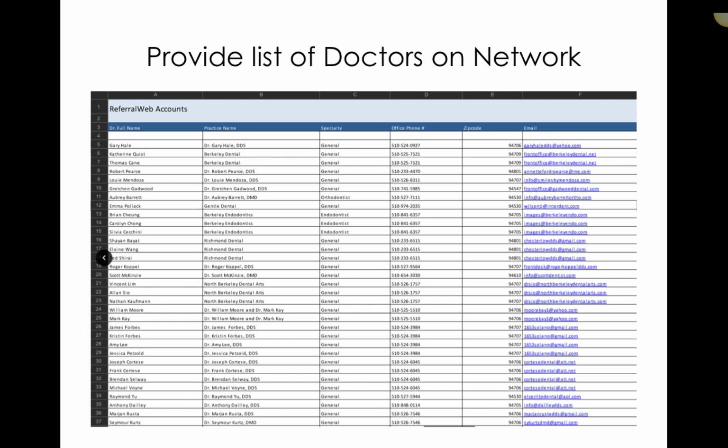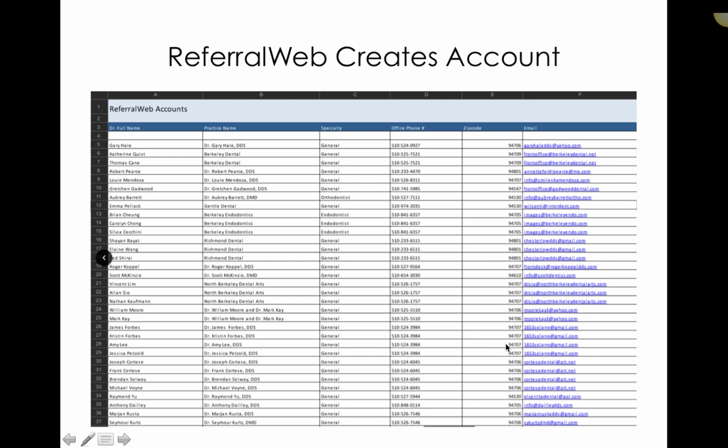The first thing we're going to do is send you an Excel sheet where I will ask you to put down the doctor's name, practice, the specialty that they are, their phone numbers, their zip code, and their email. Now, all this information is critical. This is the basic information that we need in order to create an account for them. So once we have this information, then we create an account for them.